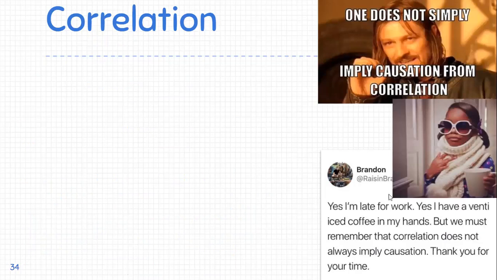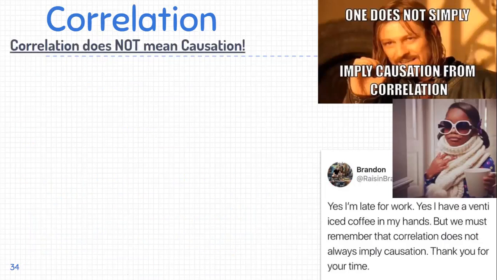Yeah, here's my memes. Yes, I'm late for work. Yes, I have a venti iced coffee in my hands, but we must remember that correlation does not always imply causation. So write that down. I don't know what you did with the iPad. You gotta find it. Write that down up at the top. That's really important. Correlation does not mean it causes it. It just means there's a relationship. If you want to see the cause, you got to take it one step further and do the experiment, which is the next part of the notes.